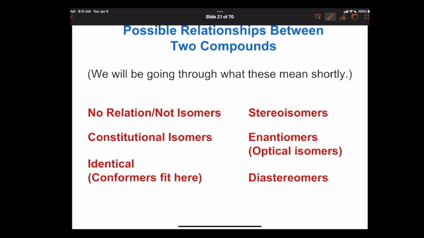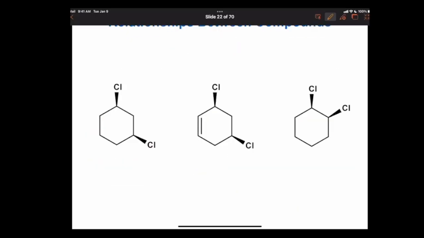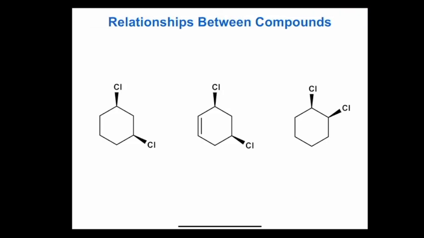Constitutional isomers are the same formula, different arrangements. And then we have identical. Identical means conformers: the same molecule that can rotate into each other. So the two big new names here are enantiomers and diastereomers. These are how we designate the relationship between stereoisomers. So if you looked at these guys, first of all, from the hip, compound 1, compound 2, is there anything that relates those guys?